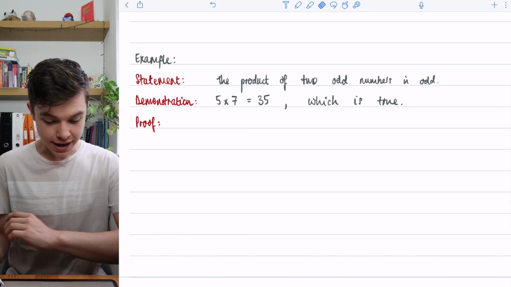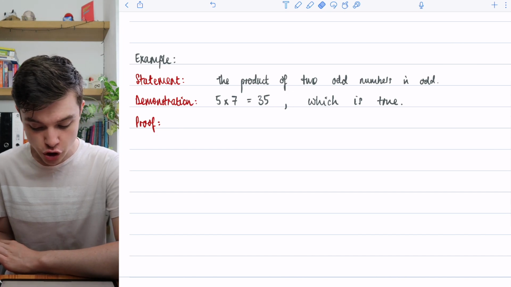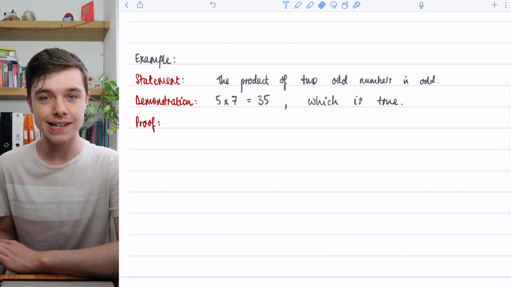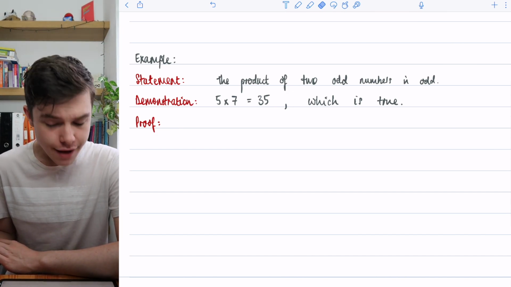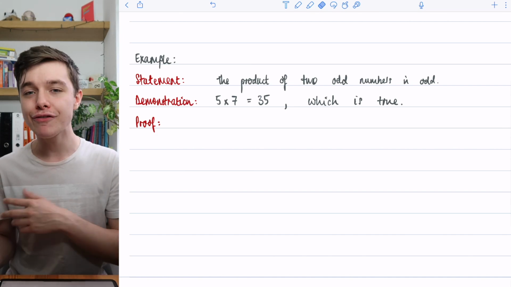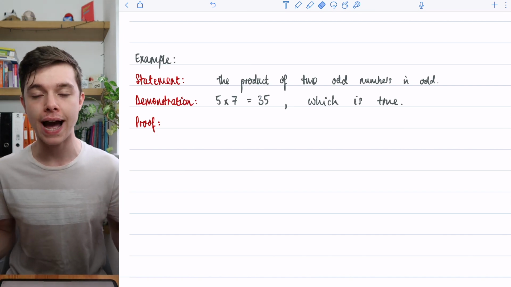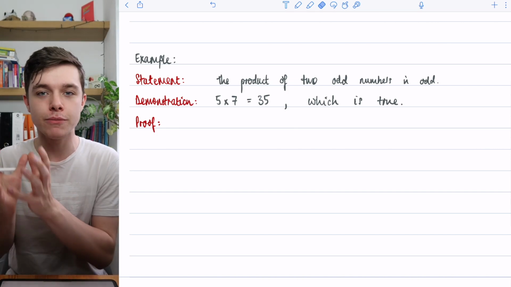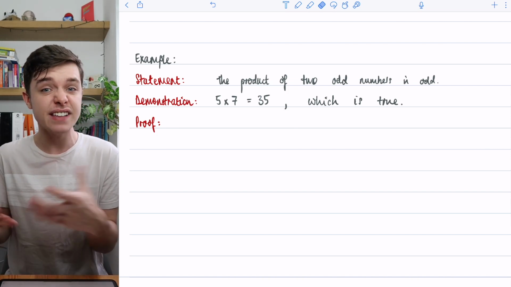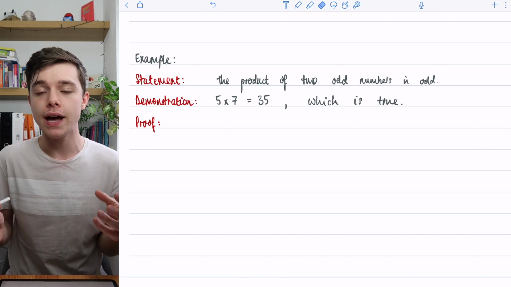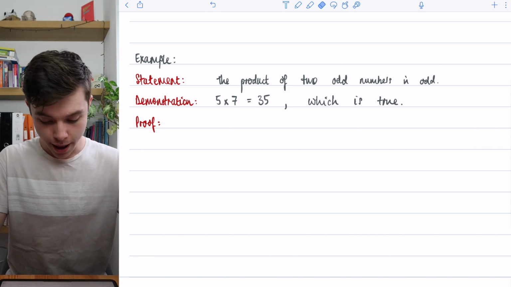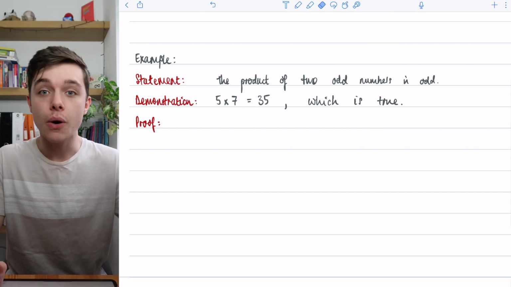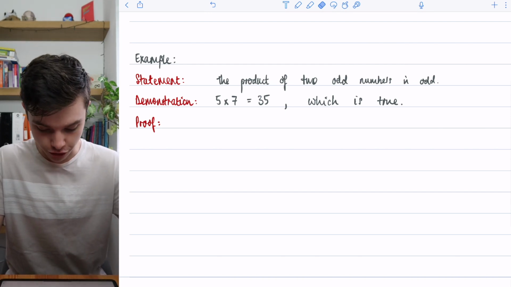Here I have a statement. It says the product of two odd numbers is odd. And we have a demonstration, just one example of that. Now, one example is not enough to prove the statement true. It's just saying, yes, it's true. It might not be true for all odd numbers, but we have an example of just two odd numbers.